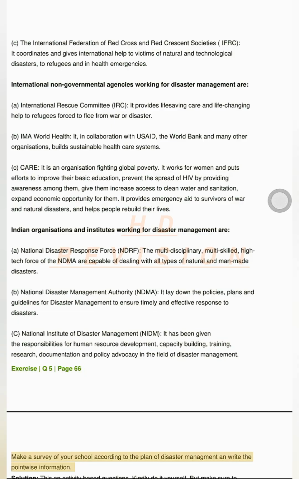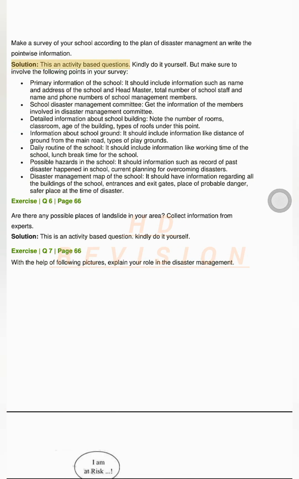Exercise Q5, page 66. Make a survey of your school according to the plan of disaster management and write the point-wise information. Solution. This is an activity-based question. Kindly do it yourself. But make sure to involve the following points in your survey.